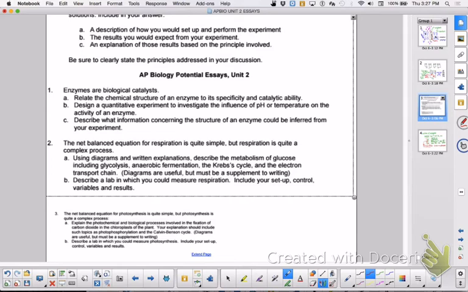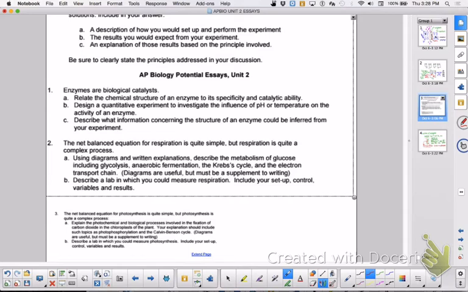I would just say temperature does not affect the enzyme activity, and then I would measure it at different temperatures, and then I would use the chi-square test to evaluate it. But I'm probably going to push you and want you to come up with a research hypothesis, I would guess. Okay? And then describe what information concerning the structure of an enzyme could be inferred from your experiment.